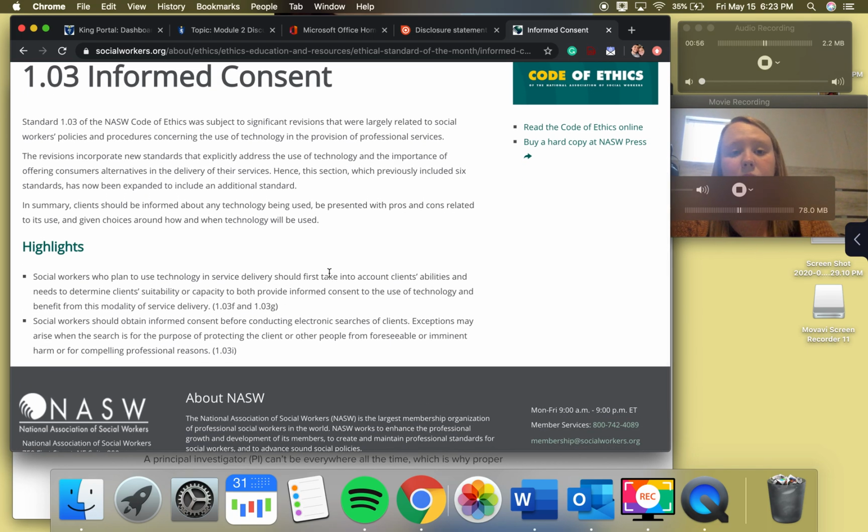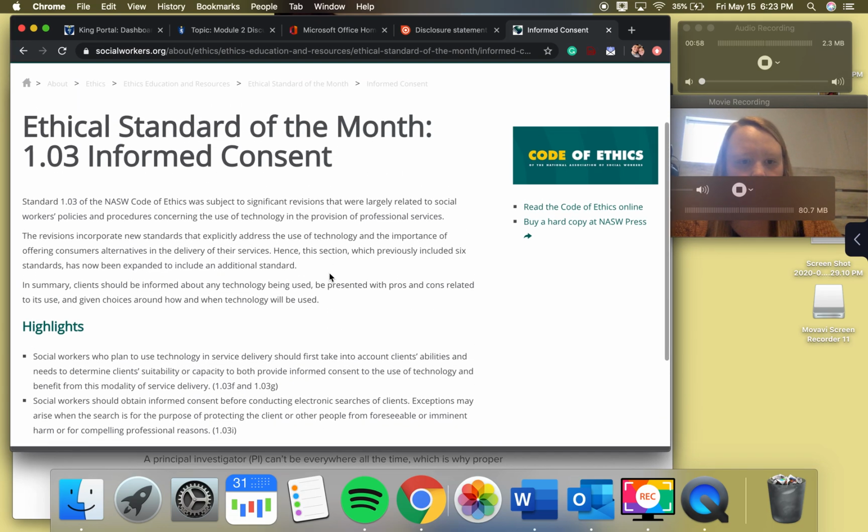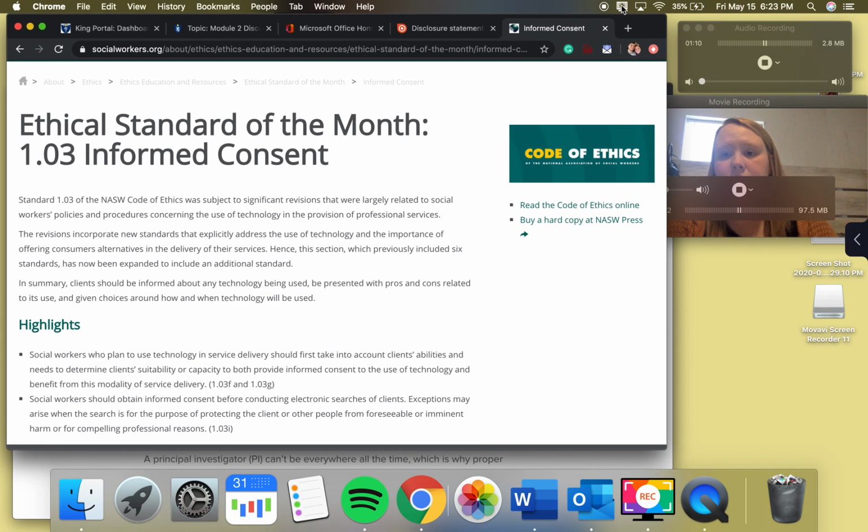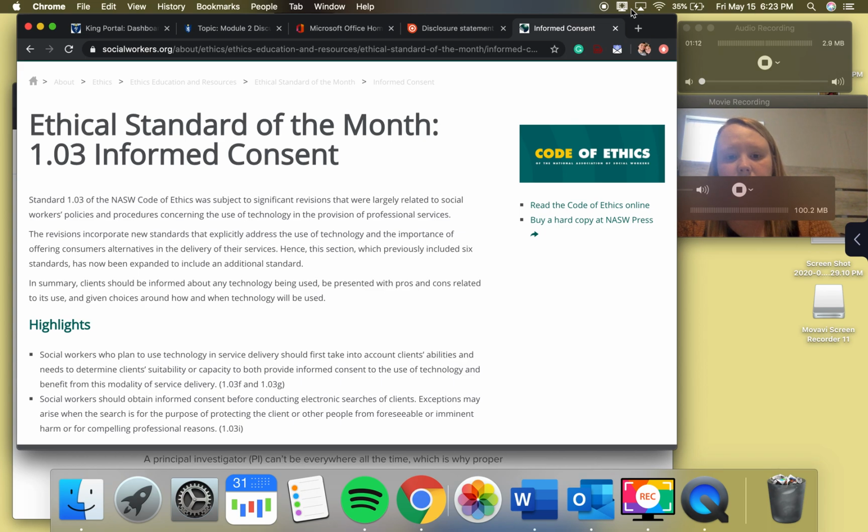So, a quick thing, as it says here, in summary, clients should be informed about any technology being used, especially today with all the different kinds of technology and tools that we have at our service. They should definitely be aware of all that, and they should also be presented with pros and cons related to its use and given choices around how and when technology will be used. You should always let them know if you're recording them, things like that.